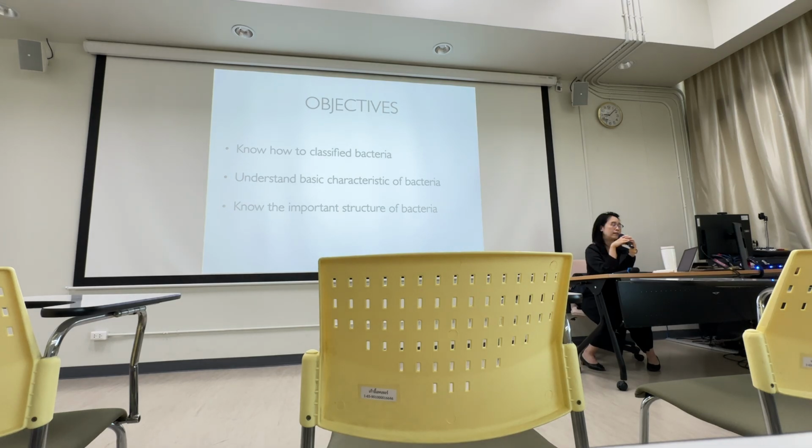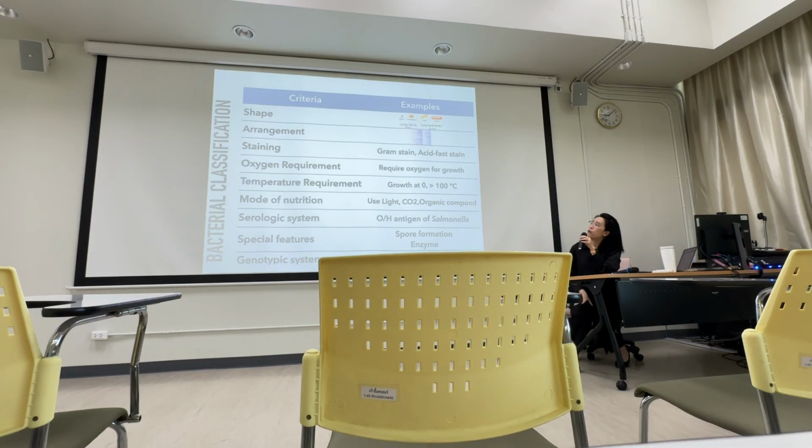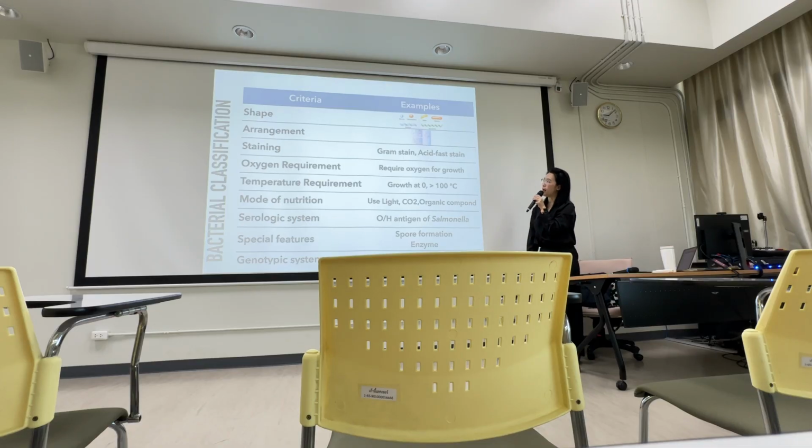Understand the basic characteristics of the bacteria, and the last one, know the important structures of the bacteria. For the way that we classify the bacteria, we can determine it by a variety of criteria: by shape, their arrangement, their staining, their oxygen requirement, temperature requirements, mode of nutrition, or the thing that they use to survive.